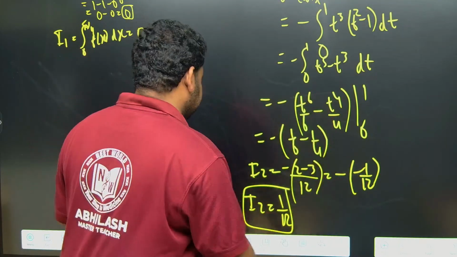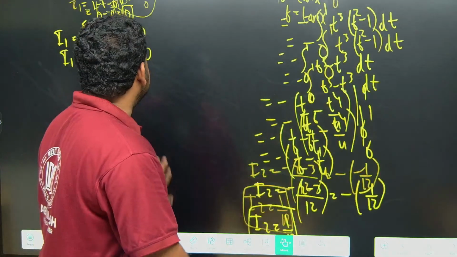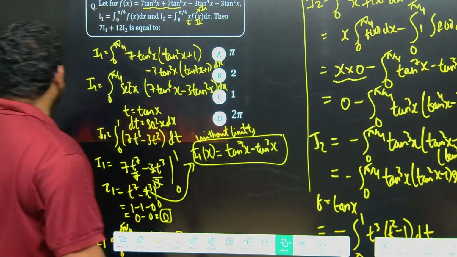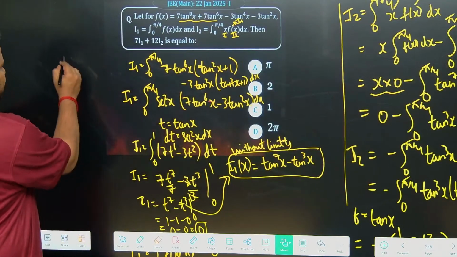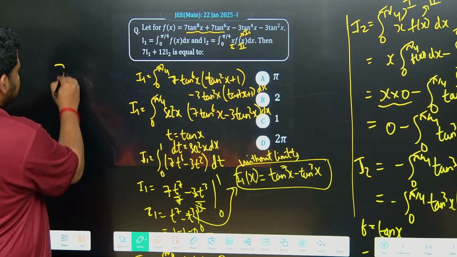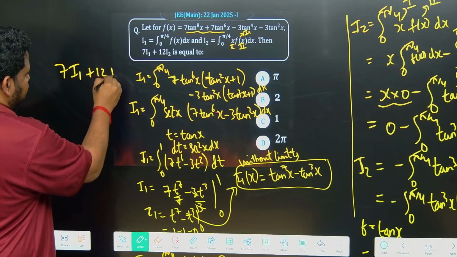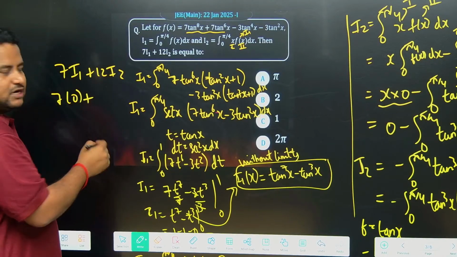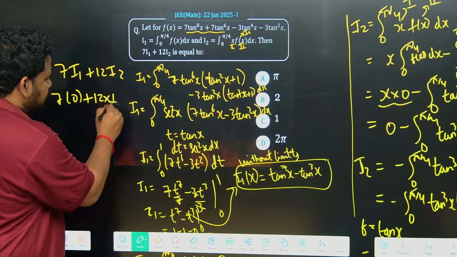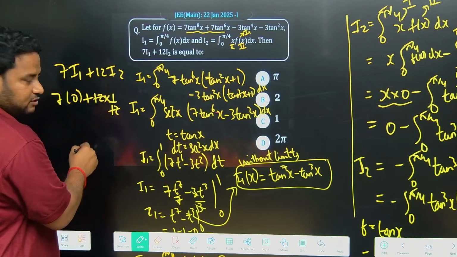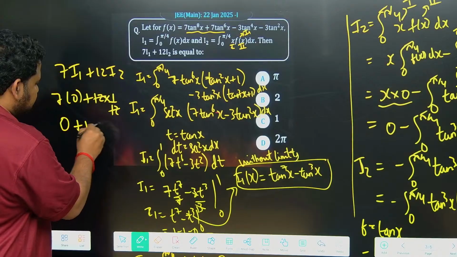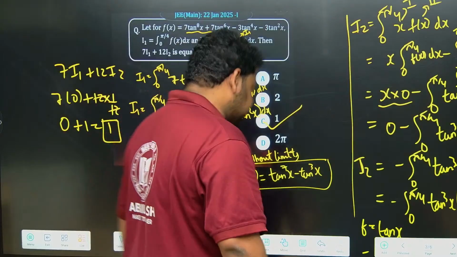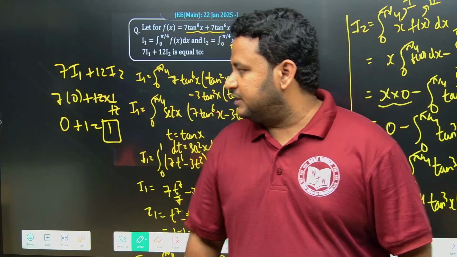So, what is the question that they are asking? They are asking us to find 7I1 plus 12I2. I1 is 0, so 7 into 0 plus I2, which is 1 by 12, so 12 into 1 by 12, the 12s cancel. So this will become 0 plus 1, that is nothing but equal to 1. The answer to this question is option C, that is 1 is the right answer to this question, friends.